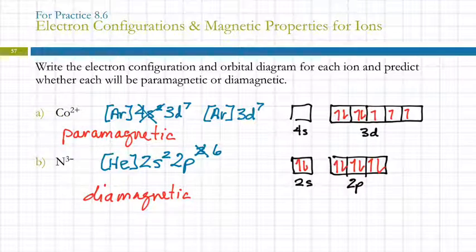Cobalt 2+ is attracted to a magnetic field. Not because of its charge, that's electrical, but because it has 3 electrons with spin that's not paired up, and so it will be attracted to a magnetic field.